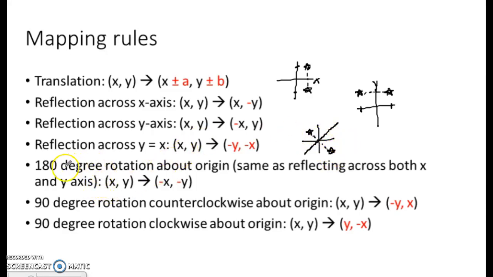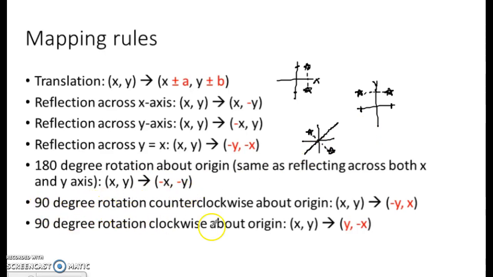Okay, 180-degree rotation about the origin. Y'all, this is the same as if you reflected across the x-axis and the y-axis. Because if you think about taking this star and reflecting it across the y and the x, I hope you realize it would end up down here, which is the same thing as a 180-degree rotation. So, all you're going to do is change the sign of x and change the sign of y.